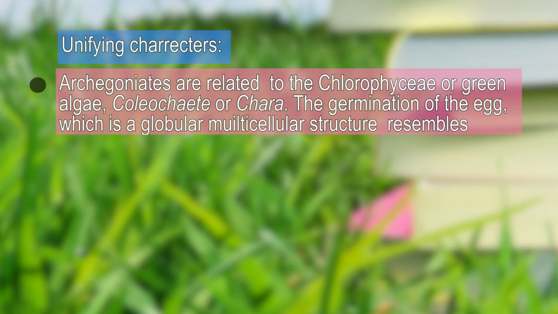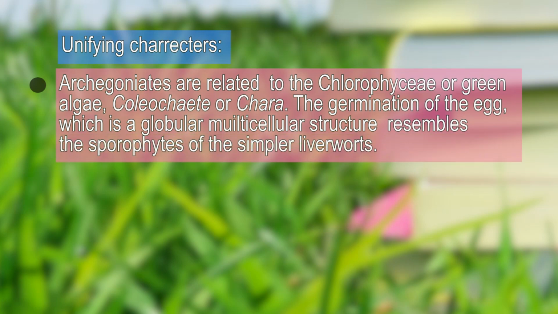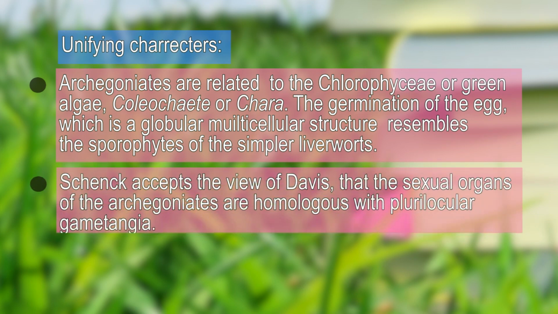Now talking about the unifying characters. Archegoniates are related to the Chlorophyceae or green algae or Chara. The germination of the egg, which is a globular multicellular structure, resembles the sporophytes of similar liverworts. According to some scientists, the sexual organs of these archegoniates are homologous with plurilocular gametangia.